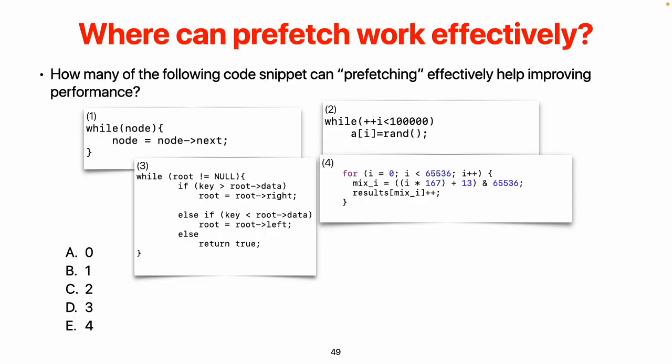So with a linked list, as I mentioned, the next pointer is hard to predict. So the prefetcher cannot help. Software prefetch cannot help either. So how about the second one? Why? It's random.